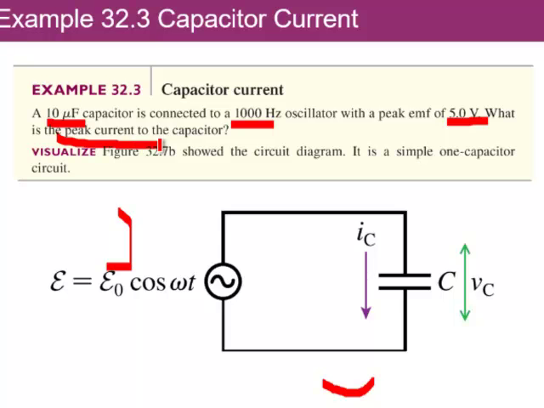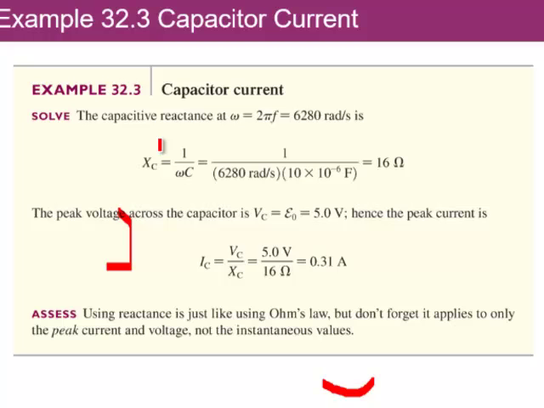So to get this answer, we need to combine a few things. First we figure out the capacitive reactance, omega being equal to 6,280 radians per second. We put it in here and we end up with a capacitive reactance of 16 ohms. Now the peak current is going to be the peak voltage over the capacitive reactance, so 5 over 16. That should be 0.31 amps.